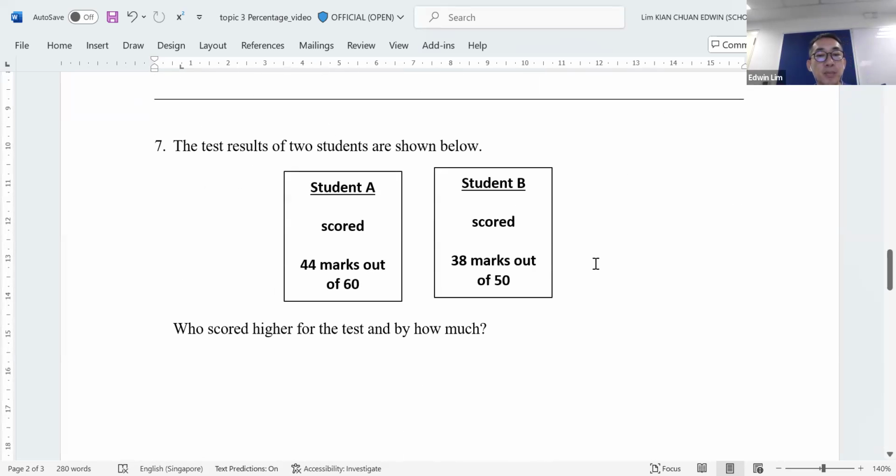Question 7. All right, percentage can also be used to compare who is better in their results. So question 7, the test results of 2 students are shown below. Student A scored 44 out of 60 marks. Student B scored 38 marks out of 50. Can you see that for both questions, the total marks is different and the marks that they score is also different? So there's no way we can compare unless one of it is constant. All right, so my own way of doing, I can use percentage as the way to compare.